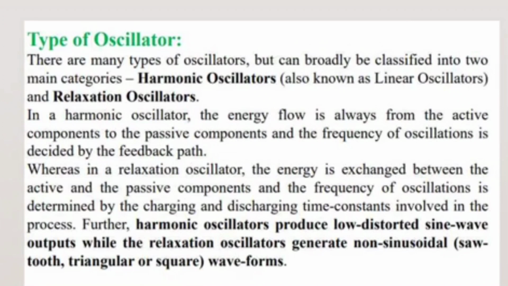Types of oscillators. There are many types of oscillators, but they can broadly be classified into two main categories: harmonic oscillators and relaxation oscillators. In harmonic oscillators, the energy flow is always from the active component to the passive component, and the frequency of oscillation is decided by the feedback path, whereas in a relaxation oscillator the energy is exchanged between the active and the passive component, and the frequency of oscillation is determined by the charging and discharging time constant involved in the process.